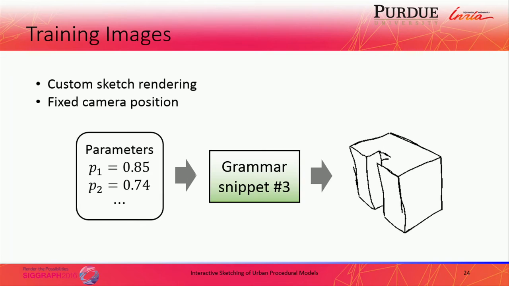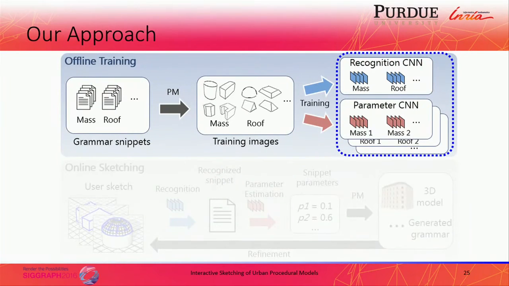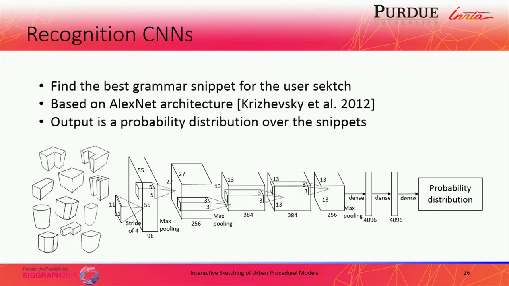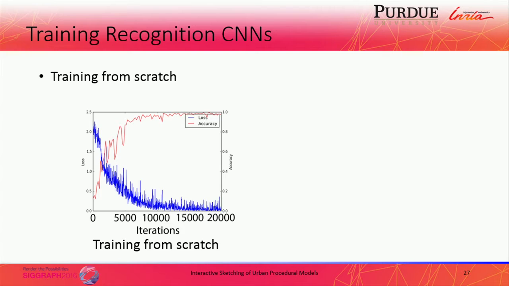Using these training images, two types of CNNs are trained. Our approach counts on the two types of CNN, recognition CNN and parameter estimation CNN. The first type, the recognition CNN, is to find the best grammar snippet for the user sketch. We use the AlexNet architecture that has 5 convolutional layers followed by 3 fully connected layers. The output from this type of CNN is a probability distribution over the snippets. Instead of training the CNN from scratch, we found that fine-tuning the CNN starting from the pre-trained weights significantly improved the convergence.